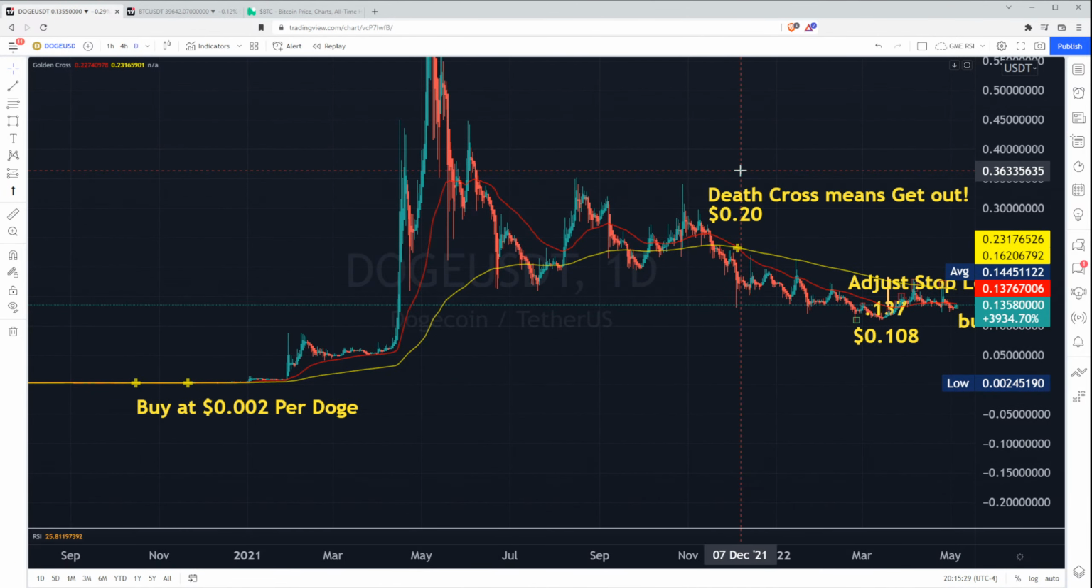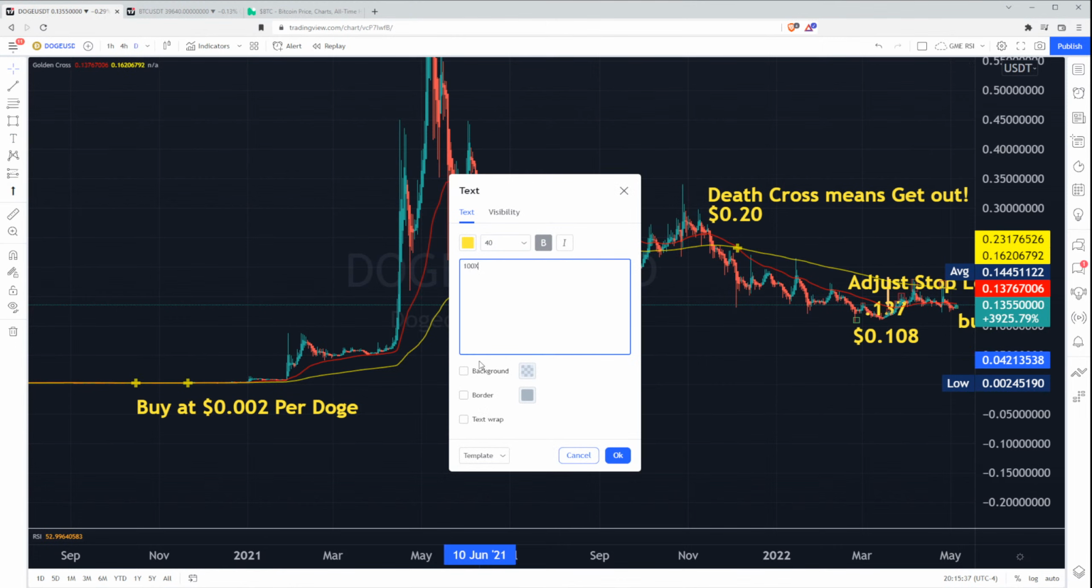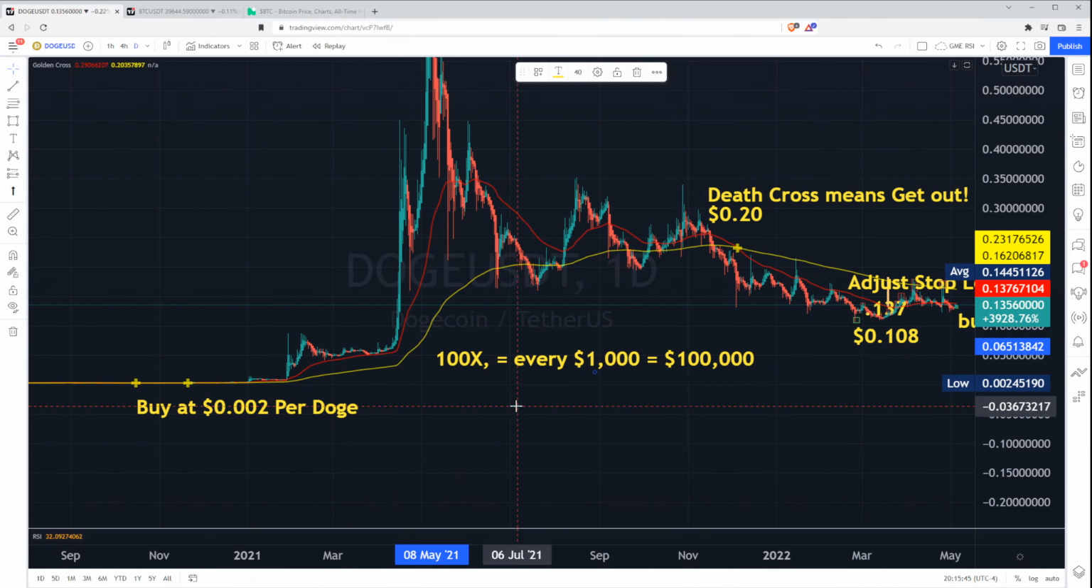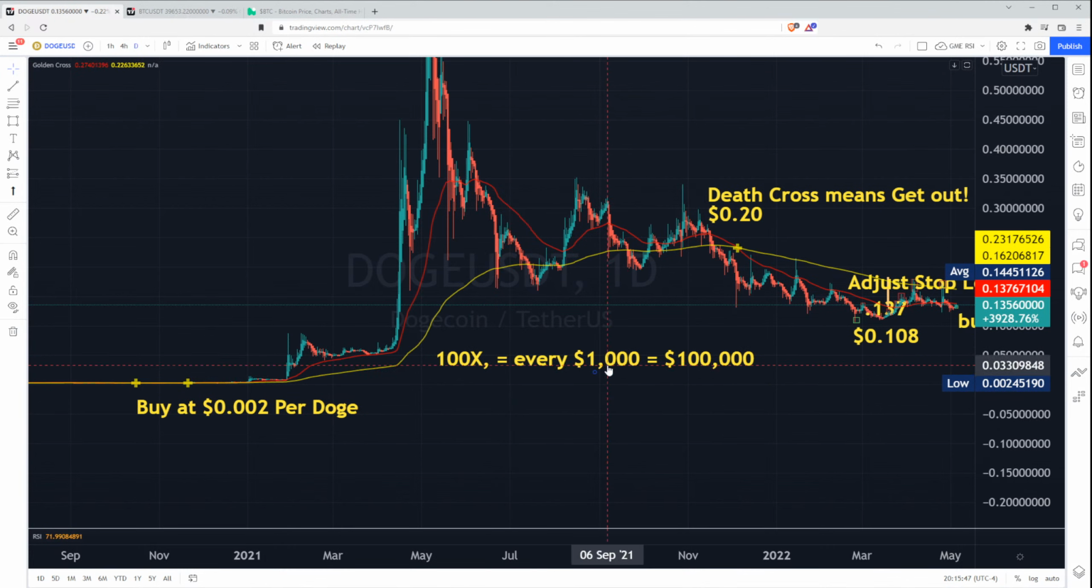And let's just see real quick. That's up 100 times. So that's up 100 times. That means every $1,000 you have turns into $100,000 based off of this play right here, from this golden cross, death cross on the moving average.